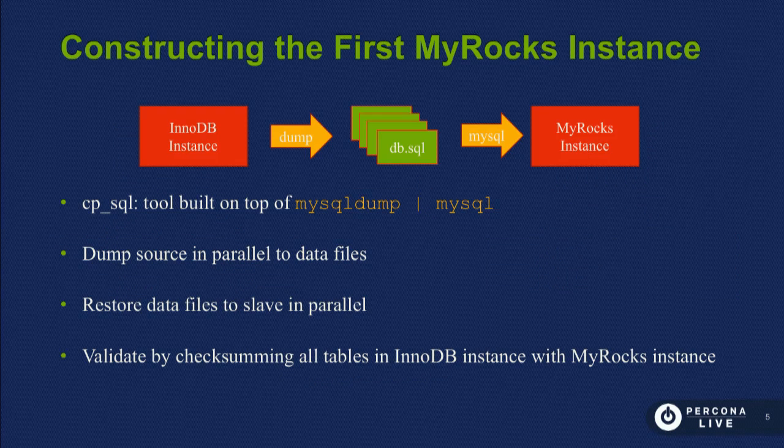So to back up a step, when you need to convert your instance from InnoDB to MyRocks, the first thing you have to do is convert a single instance over to MyRocks. And the way we did this was with a tool called CPSQL. You basically do a logical dump of the InnoDB instance, and you restore it to MyRocks. And so there's different variations of how this tool does this particular process. The fastest is actually just stop the InnoDB instance, do a parallel dump of all your database shards into files, copy those files over to your MyRocks instance, and then do a parallel restore backup.